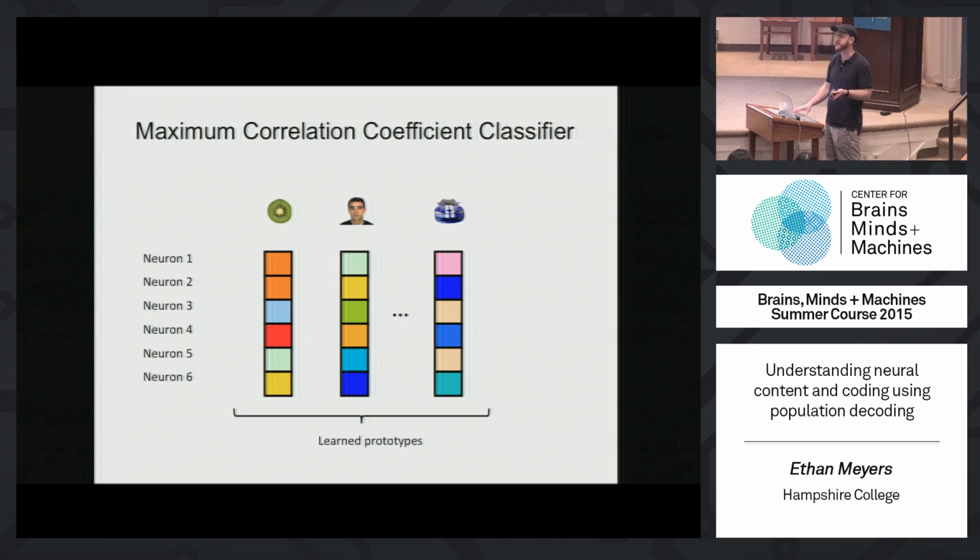And then to test the classifier, all we're going to do is take a test point, and we're going to do the correlation between this test point and each of the prototype vectors. Whichever one has the highest correlation, we're going to say that's the prediction. Okay? Hopefully pretty simple.